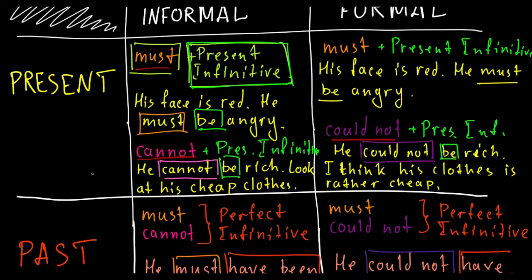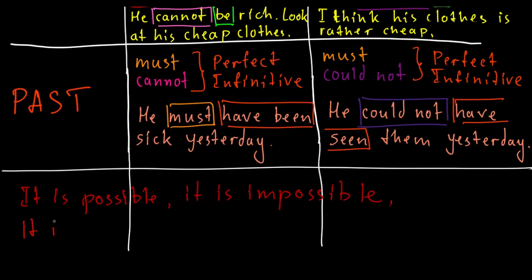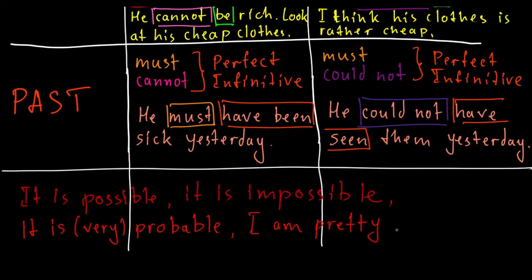Okay, are there any analogs or replacements, if you will, for these modal verbs? Of course there are. It is possible. Well, it's pretty straightforward. Or it is impossible. It is very probable. I am sure. Or I am pretty sure. Well, I will write it like this: I'm pretty sure, I'm strongly sure, I'm fairly sure, and so on. So you get the idea. I think so, I don't think so, and so on.